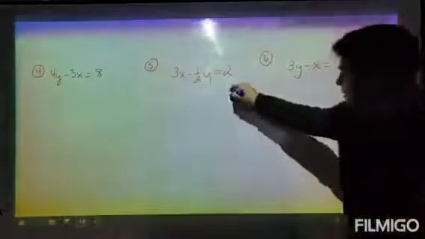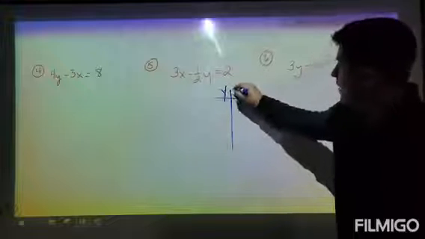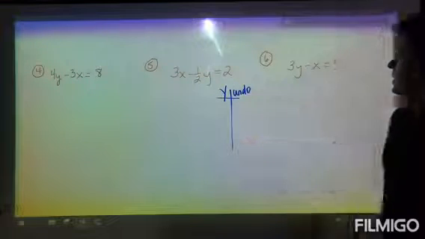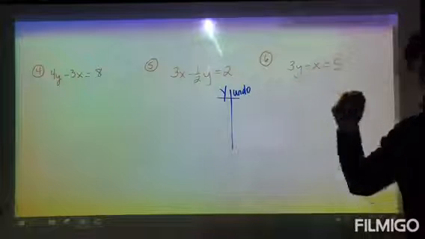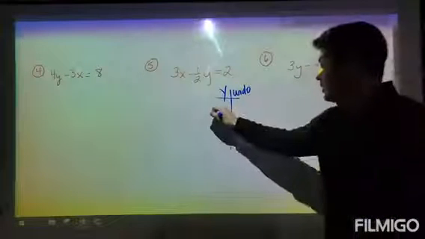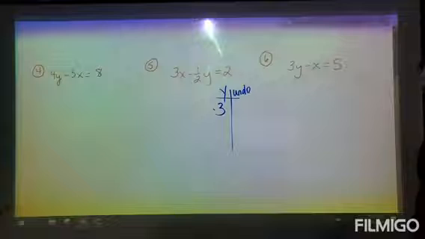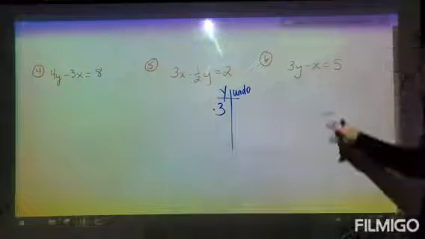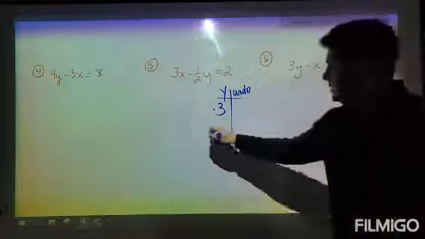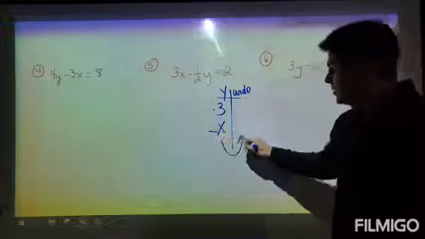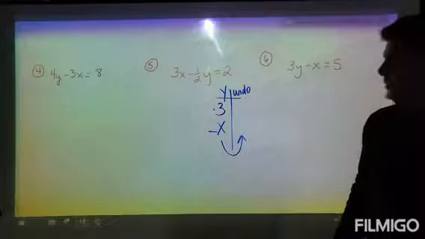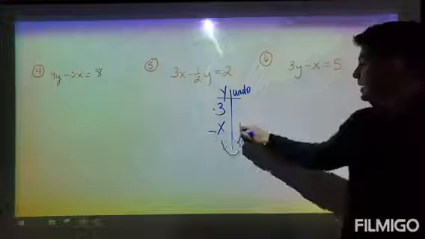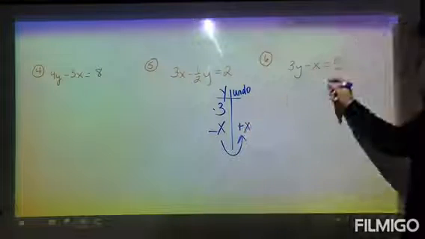Okay? So now we can set up our little chart and figure out how we're going to undo this to get y by itself. So y is first being multiplied by 3. And then you're subtracting x. How are we going to undo that? Well, the opposite of minus x is plus x. So that's a good starting point.